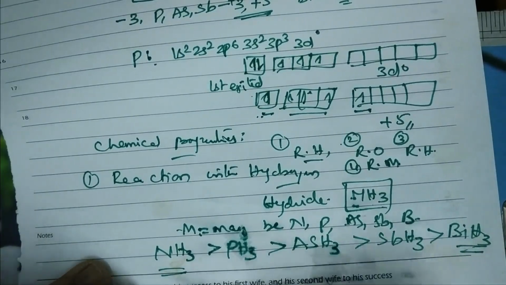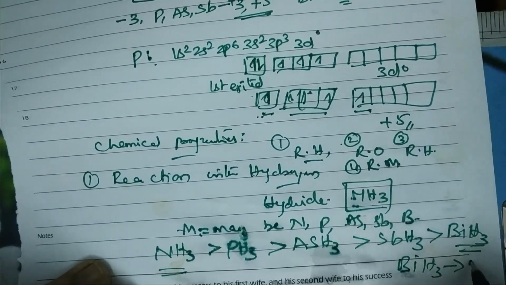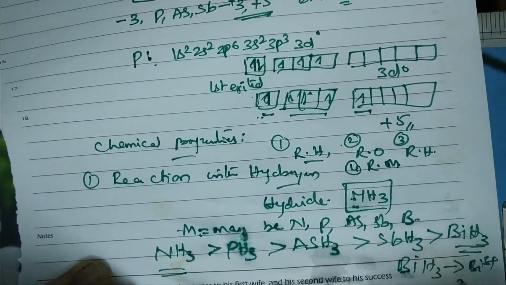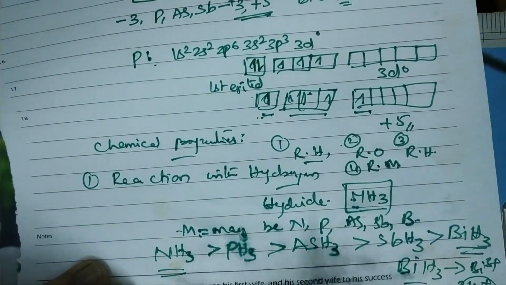Why is it least basic? Because it is unstable. It readily gives up hydrogen. BiH3 gives rise to Bi3- plus 3H+. So any compound giving H+ ions is called an acid. So the basic nature gradually decreases from ammonia to bismuthine. That is about the hydrides.